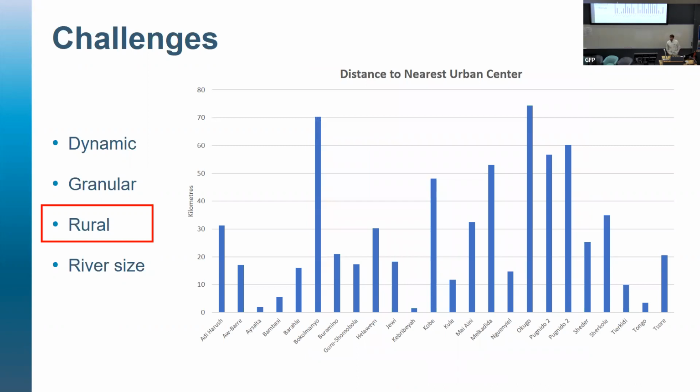The third challenge is these camps are typically located in rural areas. So here's a simple proximity analysis of each camp's closest urban center. On average, we found that the camps are located roughly 30 kilometers from the nearest urban area. And a lot of previous research has shown that global population maps are pretty inaccurate in rural areas. So this is another challenge.